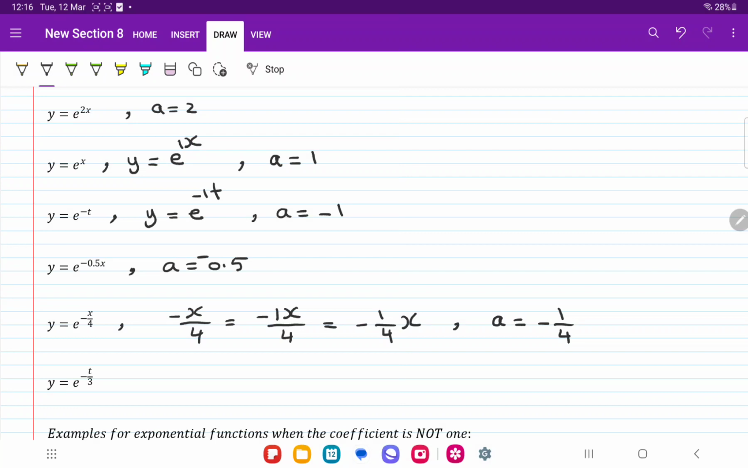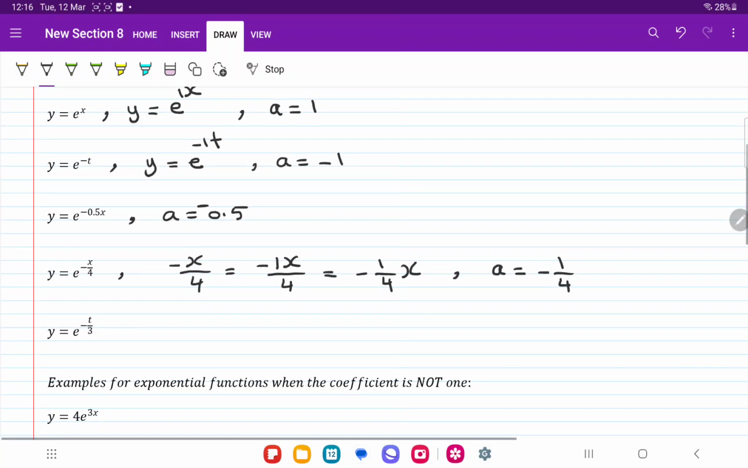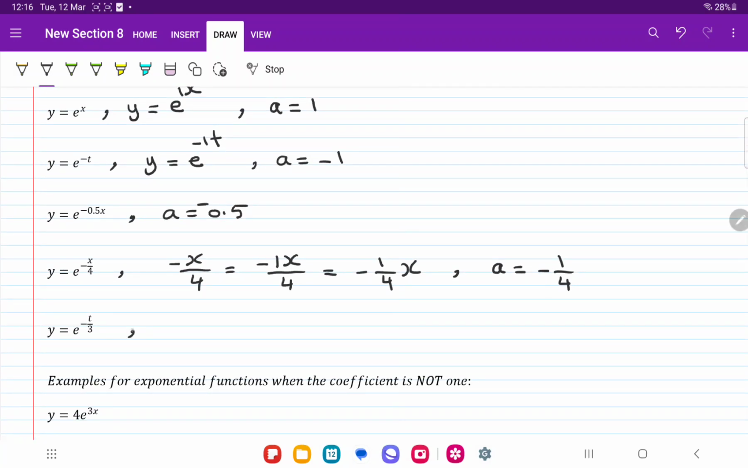Okay? We have a similar question. Next one. Okay? I'm going to rewrite this down again. Minus t over 3 is the same as minus 1t over 3. Separate them from each other. Minus 1 over 3 times t. So the value of a is minus 1 over 3 in this example. Okay?